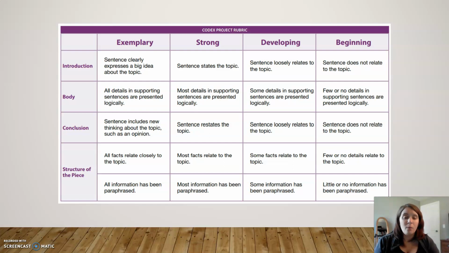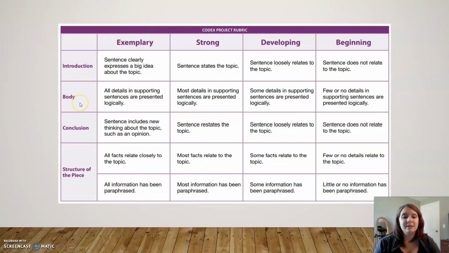So as you write it, make sure you're looking for these things. So your introduction, in order for it to be exemplary, your sentences are clear. Your sentence clearly expresses a big idea about the topic. So your intro shows the big idea about the topic, and it's very clearly expressed. One that's not is one that doesn't relate to the topic. So if you're talking about architecture and you're saying, I just love fruit and vegetables, do you see how those don't make sense together? And anyways, that's not really a strong one anyways, but you get my point. We want you to be more towards that exemplary. So this is the column that you're going to focus on.